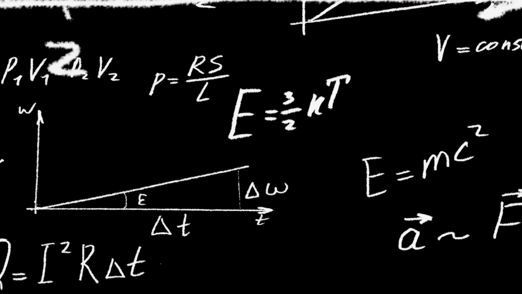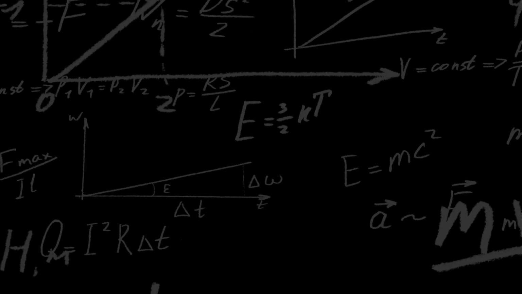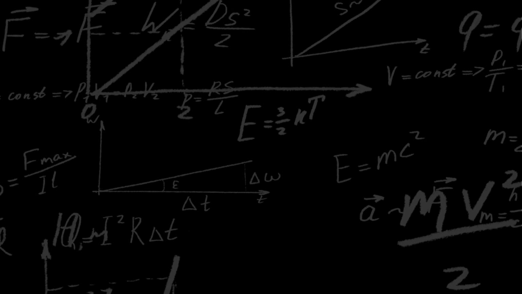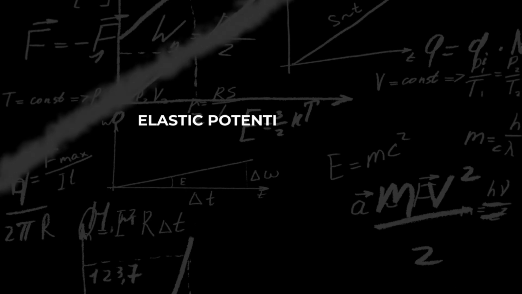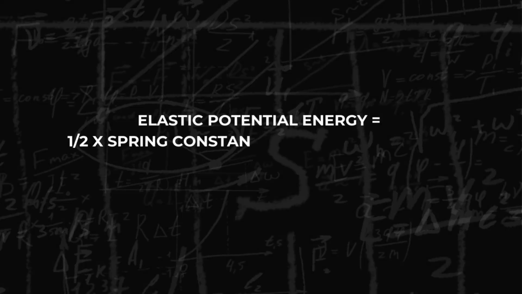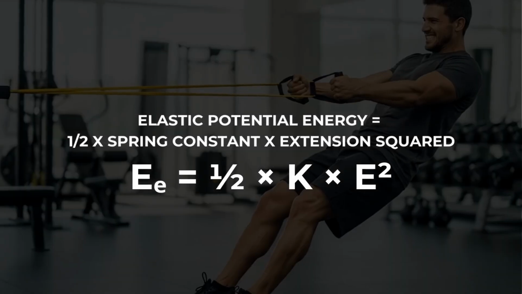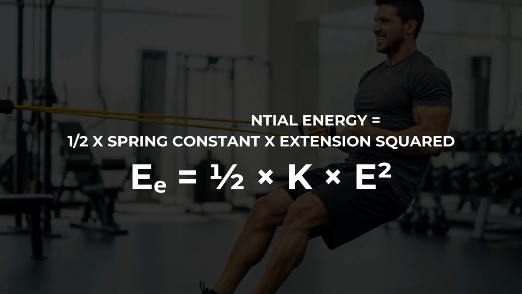Now we can describe this properly using physics. The equation for elastic potential energy is elastic potential energy equals 1/2 times the spring constant times the extension squared. E equals 1/2 k e squared.